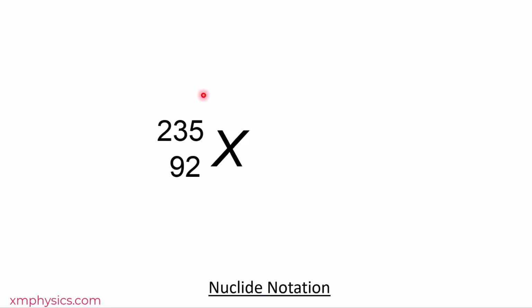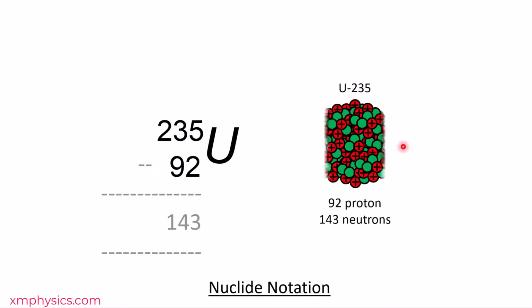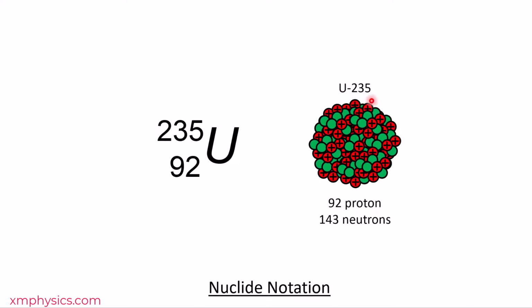Okay, let's practice the AZ notation on this one. So firstly, which element are we talking about? If you know your periodic table very well, then you know that the element with 92 protons is actually uranium. As for the number of neutrons, you got to take the nucleon number minus the proton number, so 143. So we are talking about uranium-235, which has 92 protons and 143 neutrons.